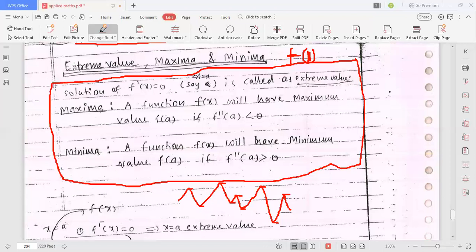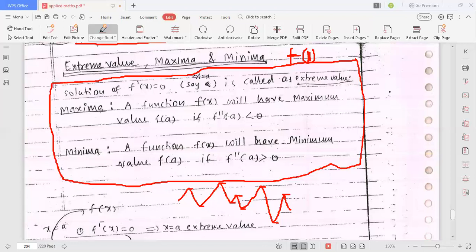Now we are going to see how we find maxima and minima for a particular function. So this is the method. For a function f of x, maximum value is f of a if f double dash a is less than 0, and a function f of x will have minimum value f of a if f double dash a is greater than 0.